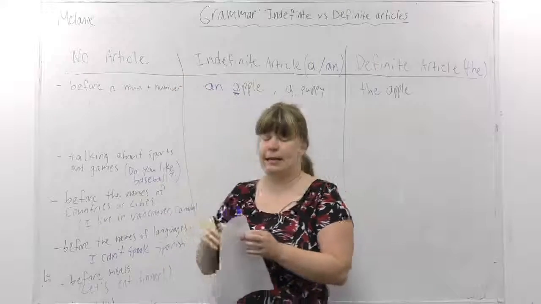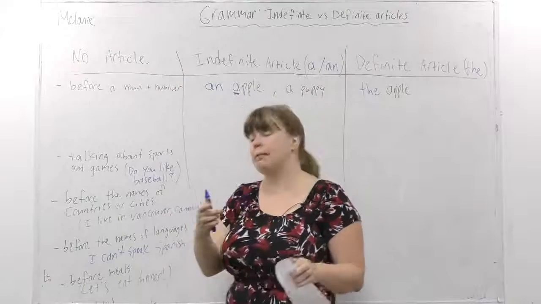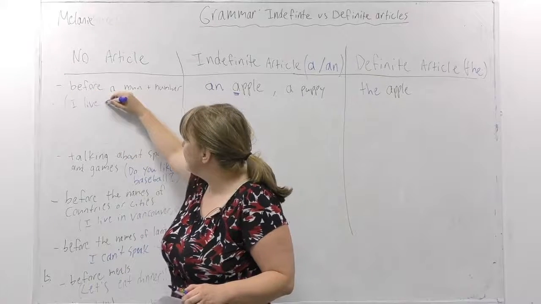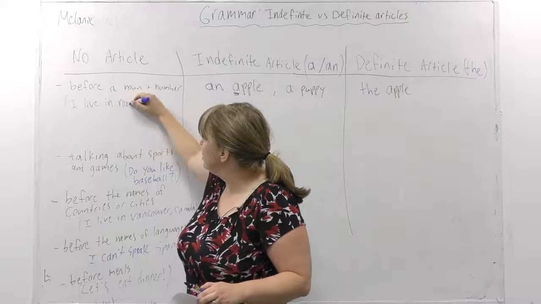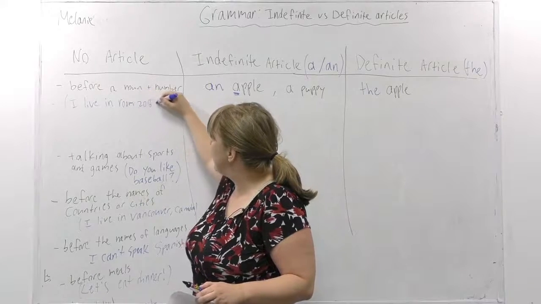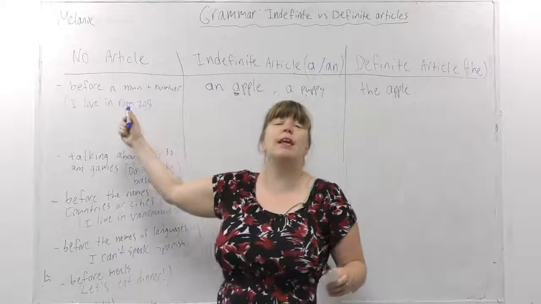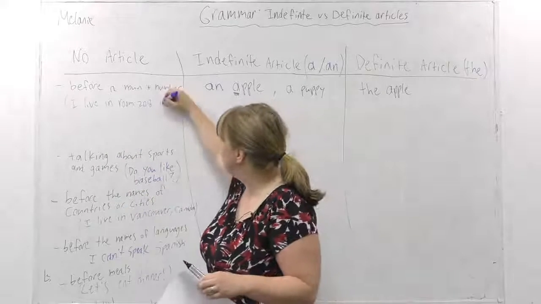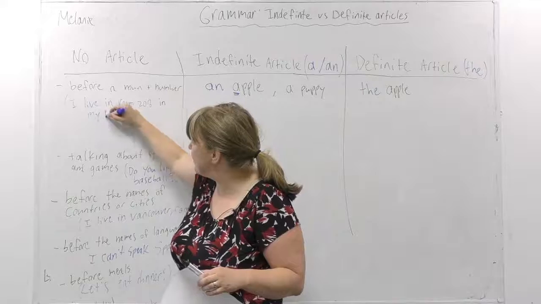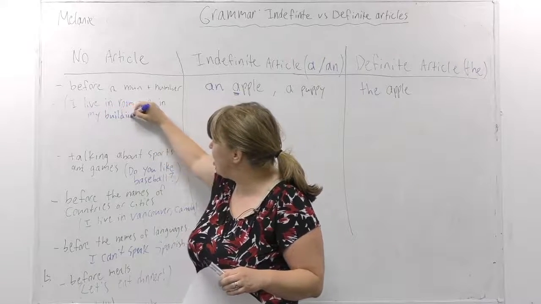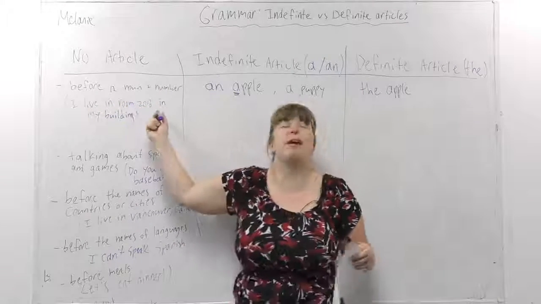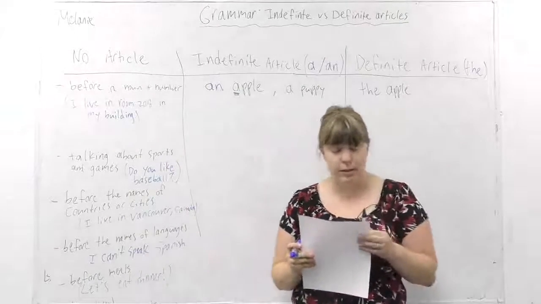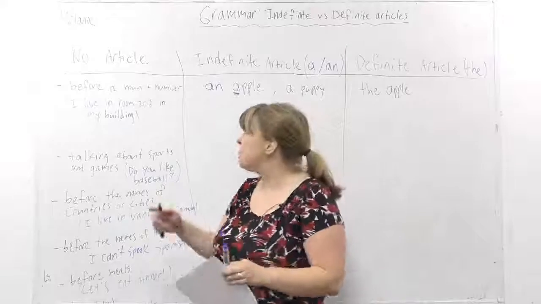So what does that mean? So typically it's talking about room numbers. So for example, I live in room 208. So I don't say the room 208. So I live in room 208 in my building. So I live in a condo, and this is my fake room, not my real room. And I think there was one more. Okay, here is an important rule.